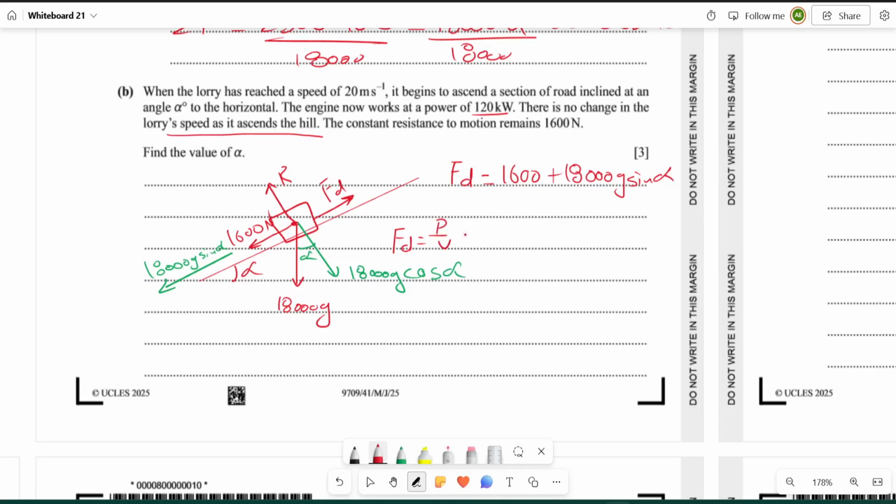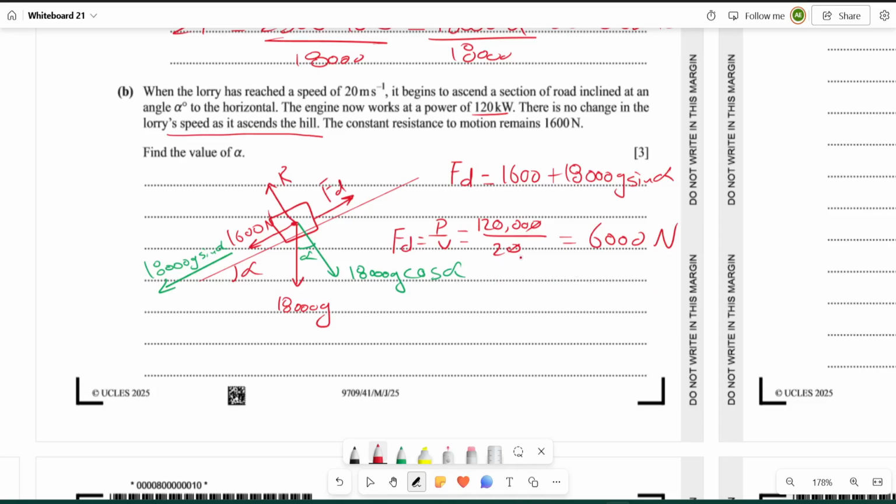Now, I know that I can get the driving force using force equals power over velocity. So the force is going to be the power given, which is 120,000, over the velocity given, which is 20. So this is basically going to be 6,000 newtons. The force is 6,000 newtons.